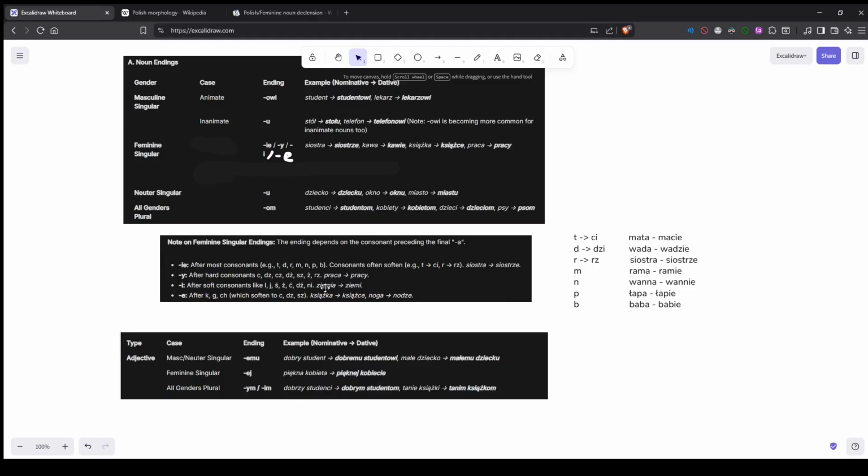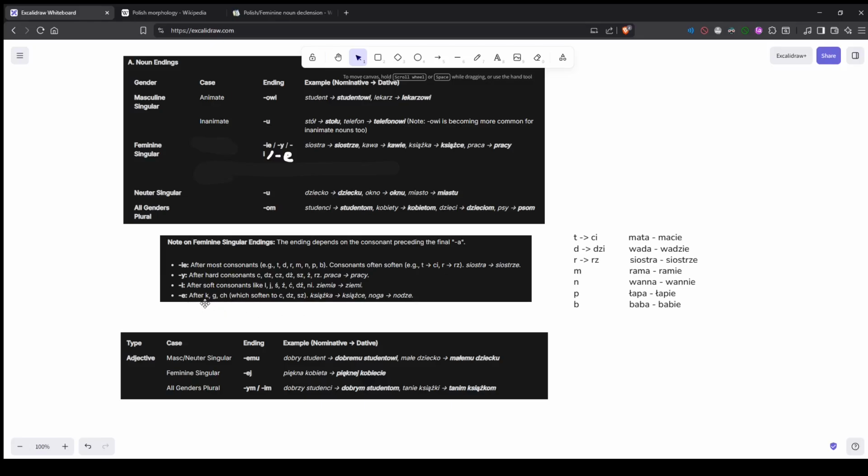So why is it the I over here? Since the last consonant is M, it should be over there, right? Well, I guess it's because there is M with the I, so mi, which makes the M softer. So it is considered a soft consonant in this way, okay? Ziemia, so that's why ziemi.